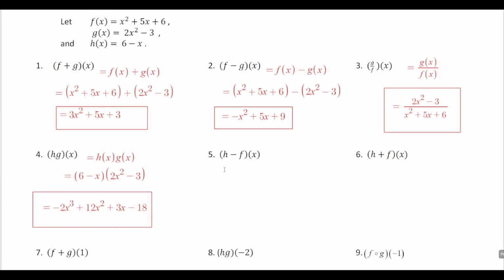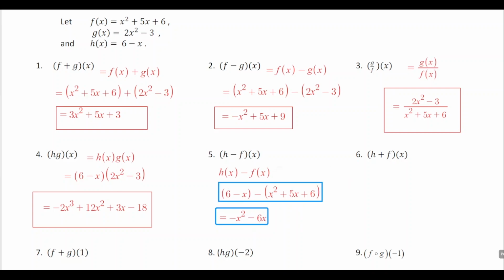For number 5, we are subtracting. So we've got h of x minus f of x. Again, just make sure you have parentheses around that f of x as a reminder that you want to subtract each and every term. Here, h of x is 6 minus x, and then we're going to say minus f of x, which is x squared plus 5x plus 6. So now we want to combine like terms. We'll have negative x squared. Here we have negative x minus 5x, so that'll be minus 6x. And then we've got 6 minus 6 is 0. So that works out kind of nicely. And so our h minus f function is negative x squared minus 6x.